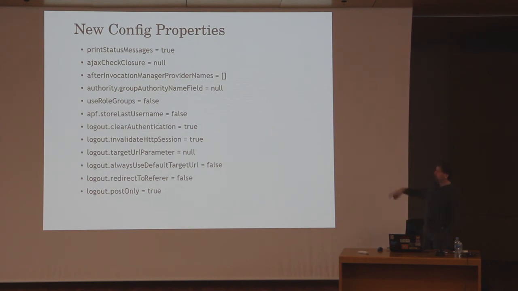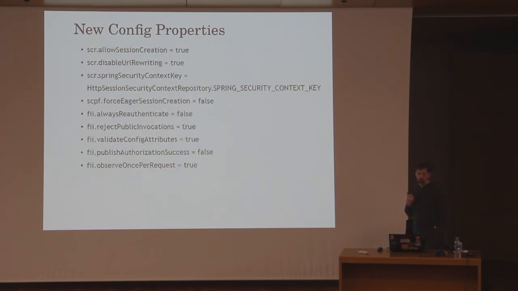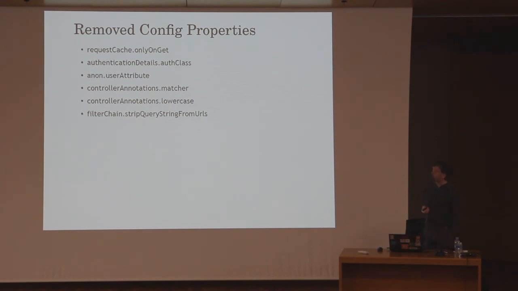I'm not going to go through all these details, but I just wanted to have a list somewhere of new properties. There's a whole bunch of new properties, and these are all described in the docs. There are actually three pages of new properties. There's a bunch that were changed. SHA-256 was changed to bcrypt, and so that's all the changed config properties. And then there were a handful that didn't make any sense anymore, so those are gone.